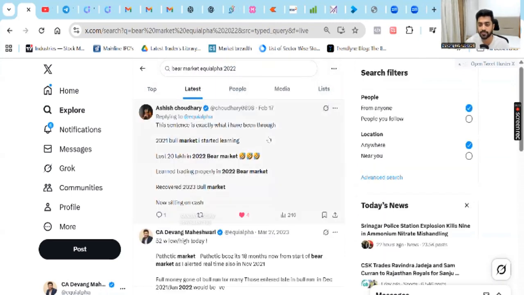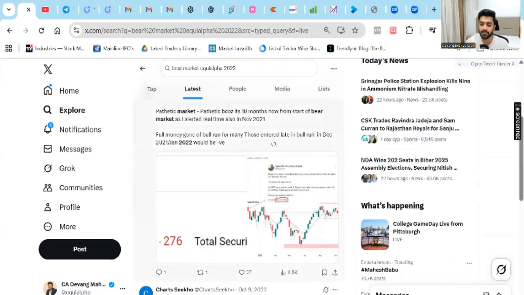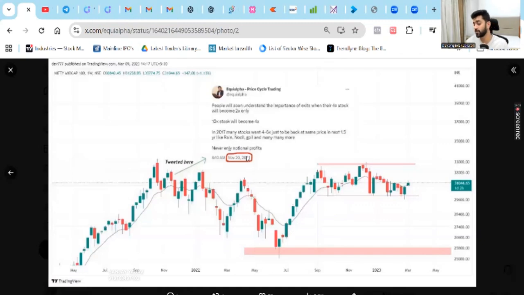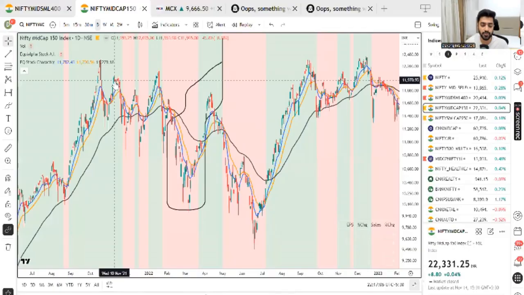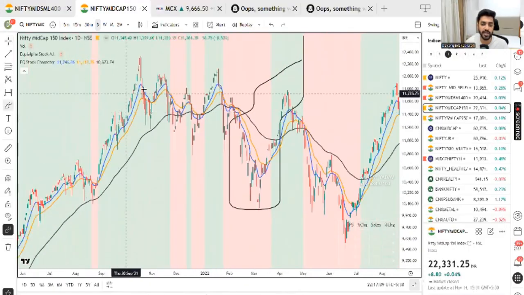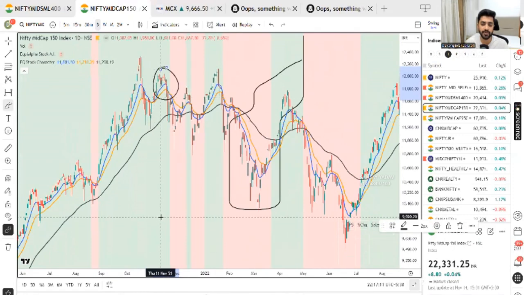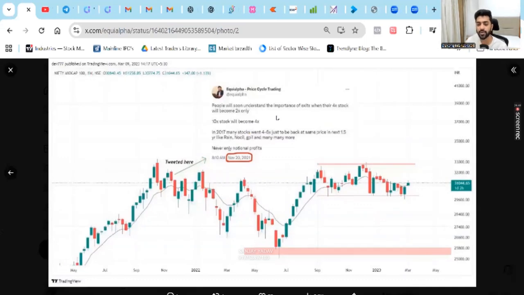Does it give zeros? Oh, somewhere. Okay, this one, look. November 2021. Okay, this was the first warning which I gave. November 2021, look up this index. Exactly up here. This is what I posted at that point of time: people will soon understand the importance of exit when their 4x will become 2x.